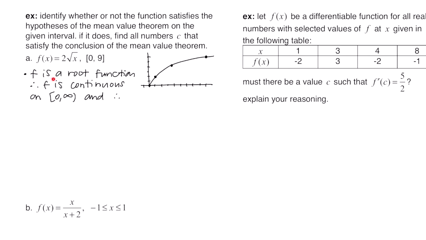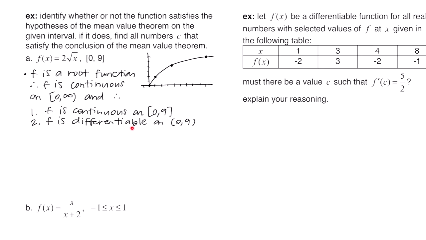So first, f is a root function, therefore f is continuous on the interval from 0 inclusive to infinity. And because 0 to 9 is within that interval, we can state that f is continuous on the closed interval from 0 to 9. Next, we can state that f is differentiable on the open interval from 0 to 9. Since the hypotheses of the mean value theorem are satisfied, the conclusion says f prime of c equals f of b minus f of a all over b minus a. So I rewrote f of x as 2x to the 1/2, so we can take its derivative.